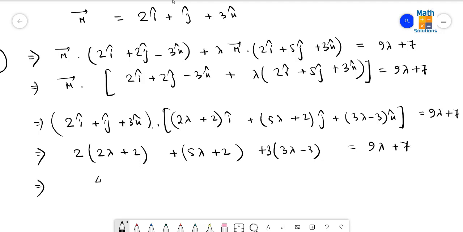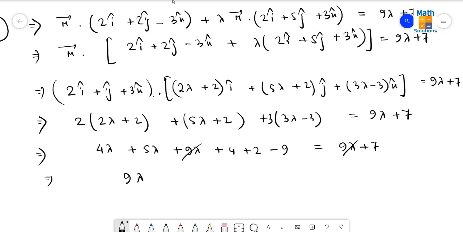On simplification I shall get here 4 lambda plus 5 lambda plus 9 lambda plus 4 plus 2 minus 9 is equal to 9 lambda plus 7. So on both sides 9 lambda got cancelled. So I get here 9 lambda is equal to, it should be minus 3, taking this to the opposite side, this is 10. So the result of lambda will be 10 by 9.